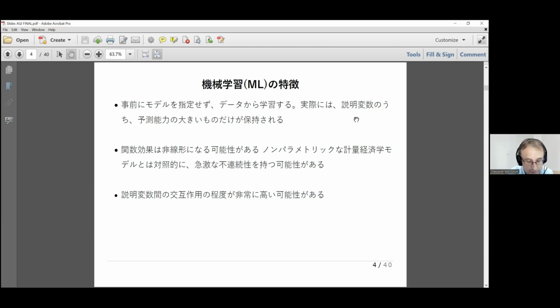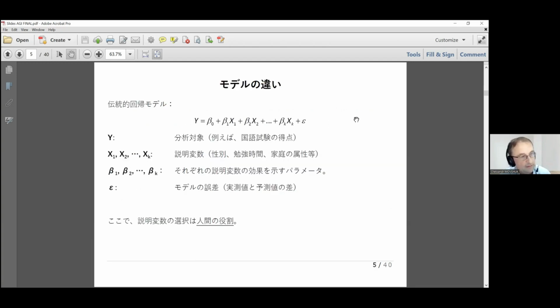Level of interaction, say 5, is very easy to specify. So they can explain very complicated patterns. If you look at the traditional model, this is the linear regression model, where Y is, for example, the academic ability result of a language test. The explanatory variables can be gender, how much the student is studying, and also some variables related to the household, such as socioeconomic status, etc. And we are interested in whether beta 1, beta 2, beta 3 are significant or not.